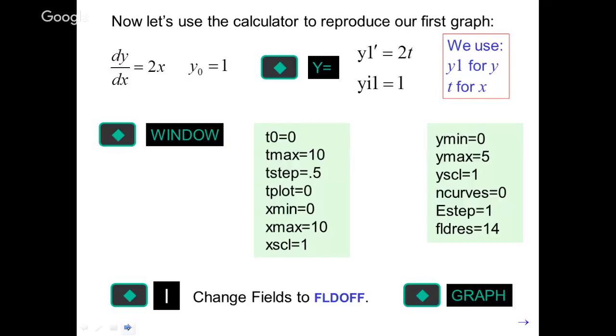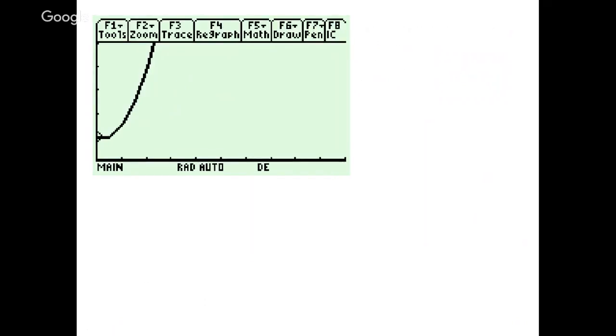And let's go to the graph. And there's the solution. Now, what did we do when we turned the fields off? We got rid of the slope field part. So that's our graph that we knew and loved, right?